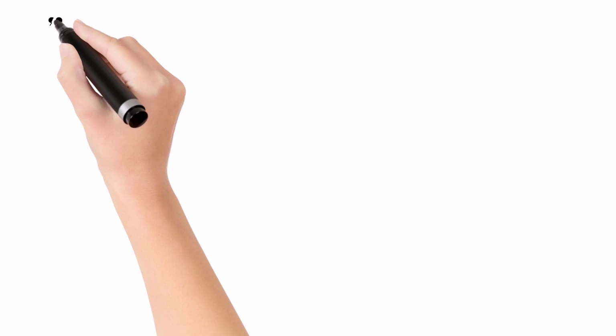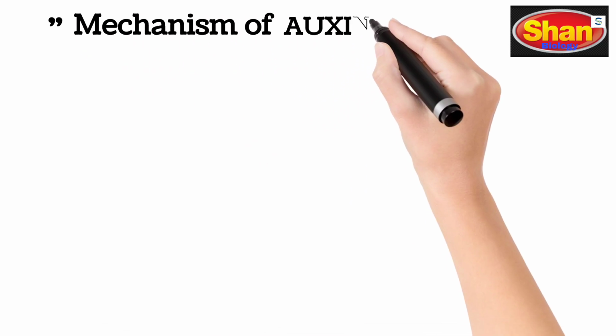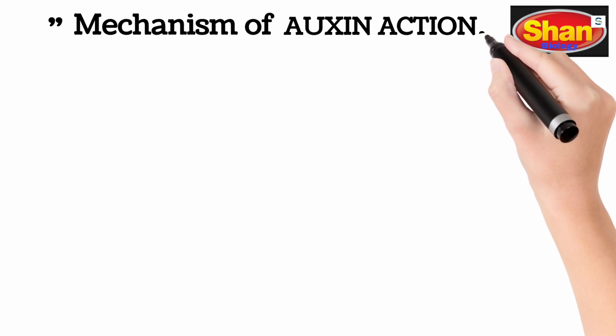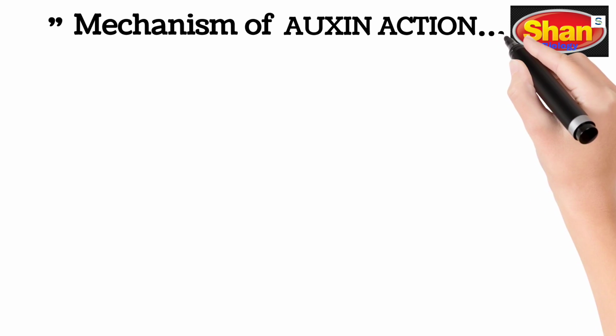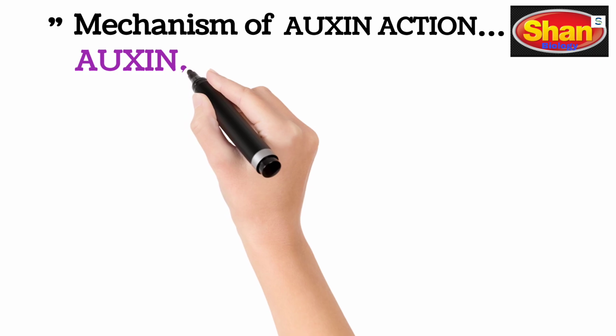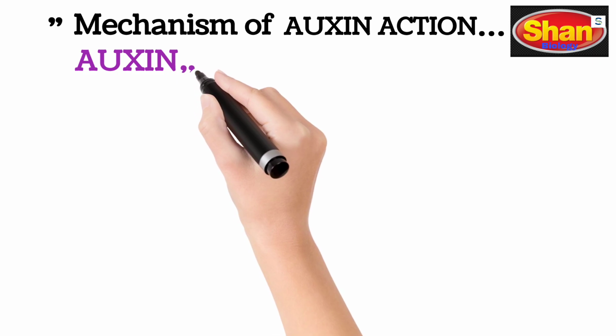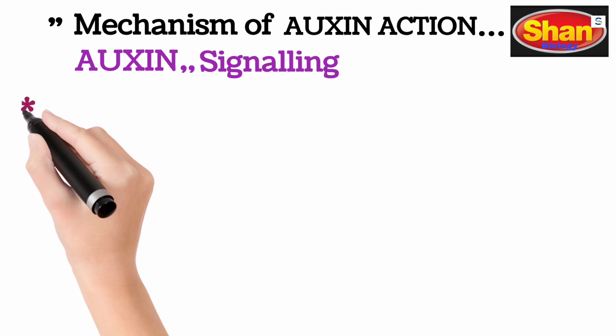Dear friends, here we are going to define one more important topic from phytohormones, namely mechanism of auxin action in plants. In this very topic, we are going to define the genes responsible for auxin synthesis, how they get expressed, how they stay on and off during expression. This is also called auxin signaling.